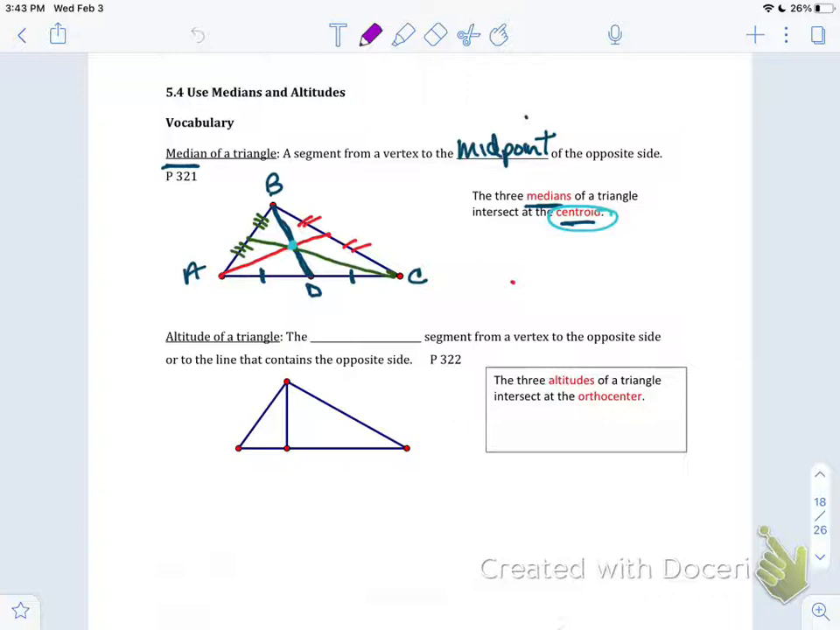Okay, the altitude is something different. So the altitude of a triangle is the perpendicular segment from a vertex to the opposite side of the triangle. Okay, so that means this has to be perpendicular, and it's coming from the vertex to the opposite side. Okay, there are also 3 of those inside the triangle.